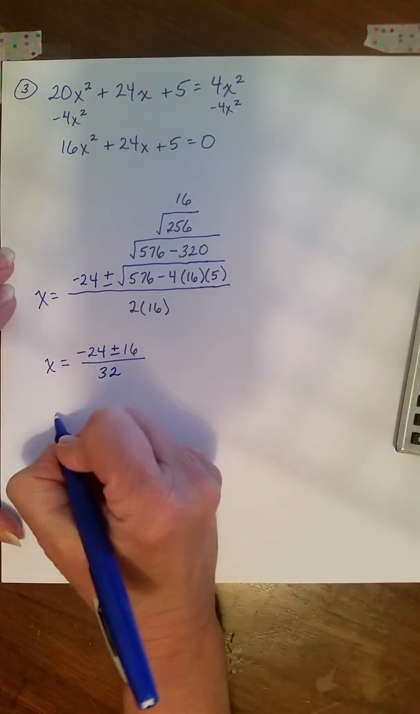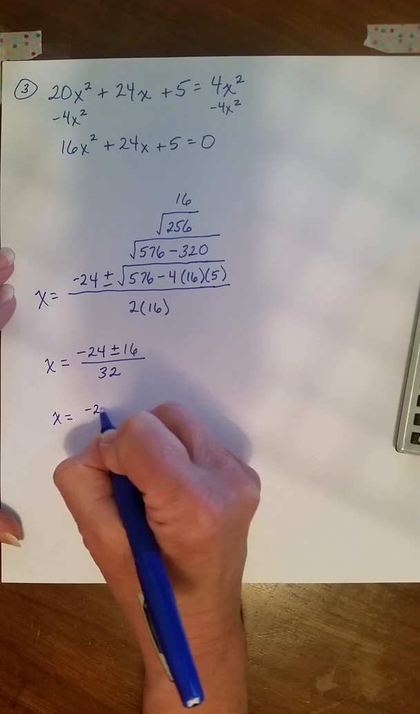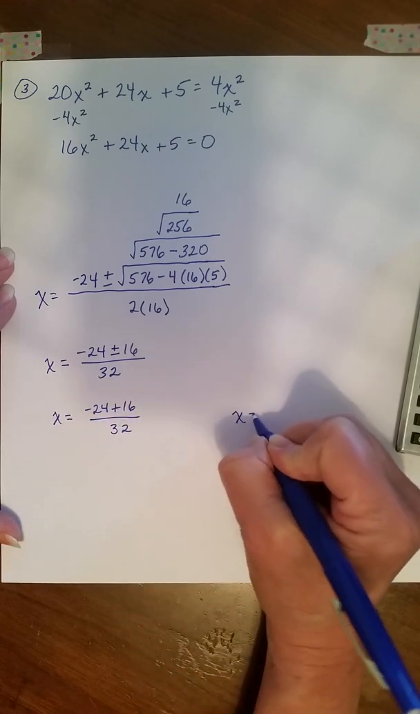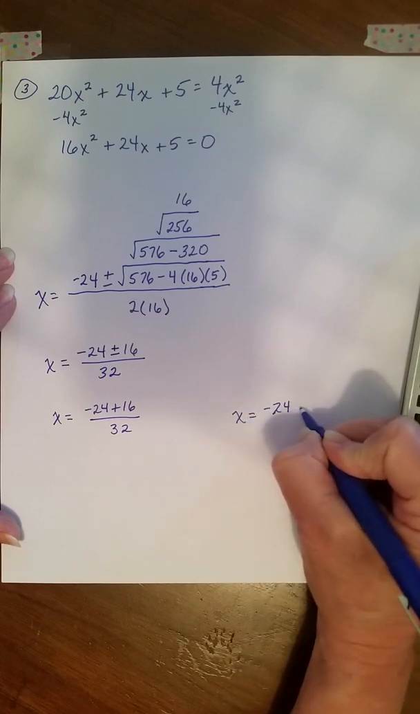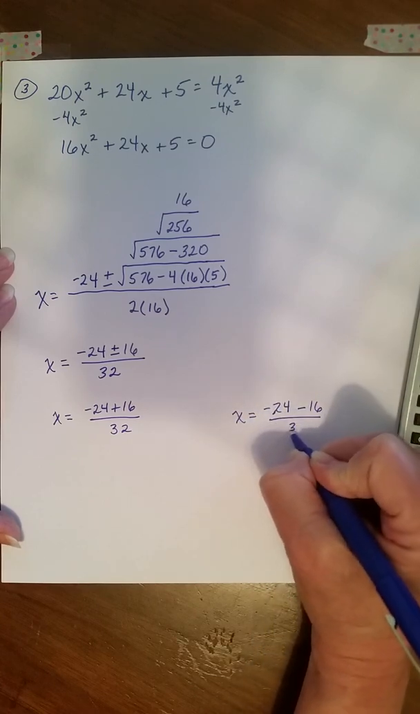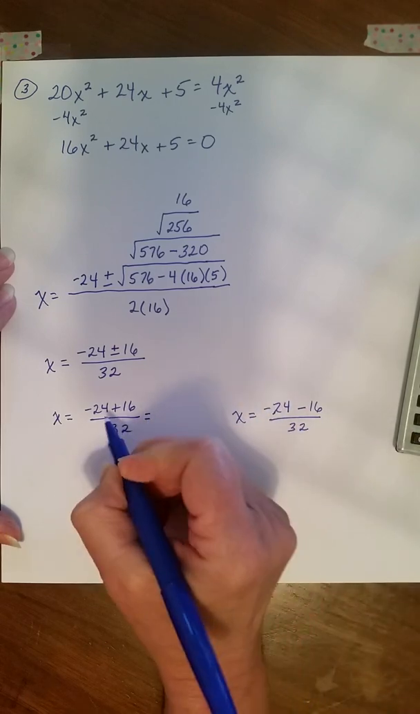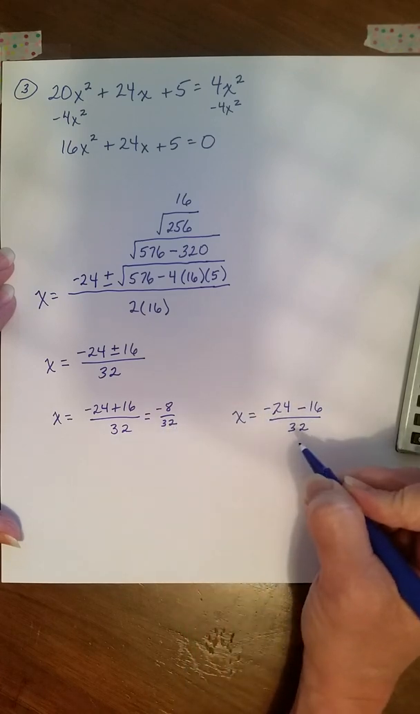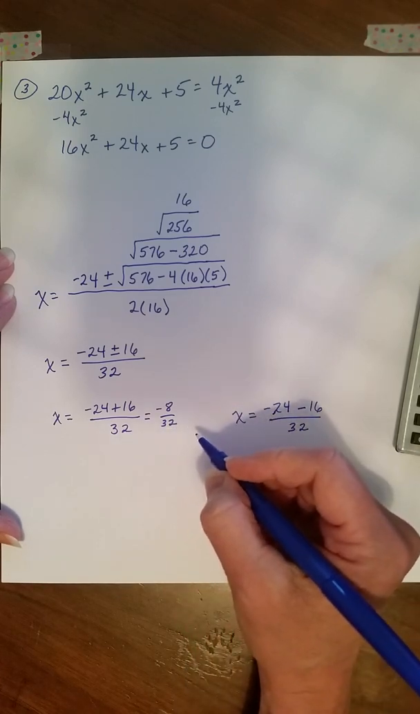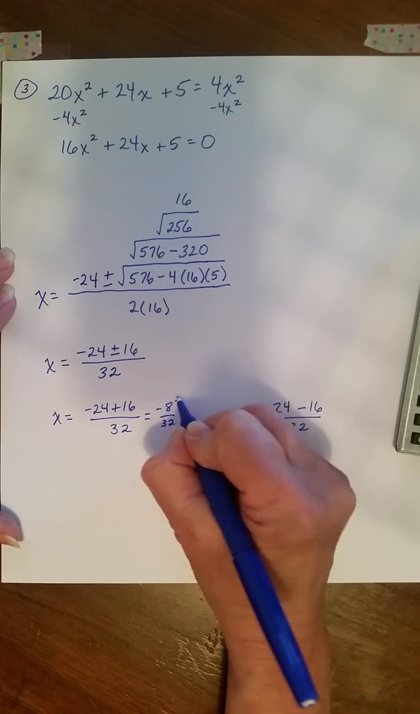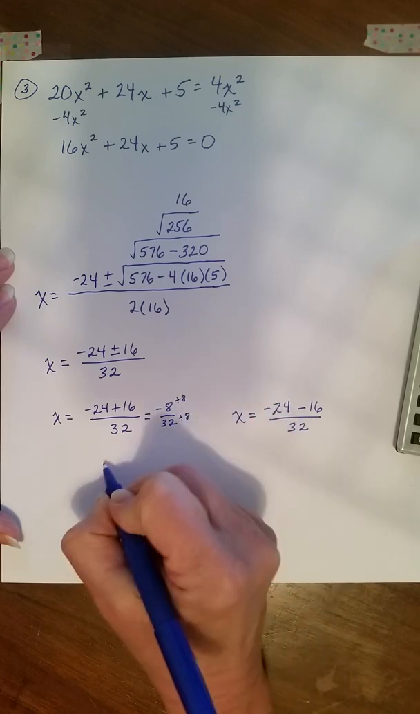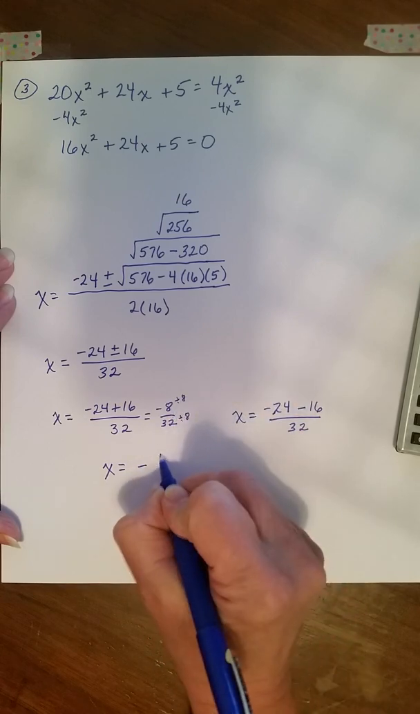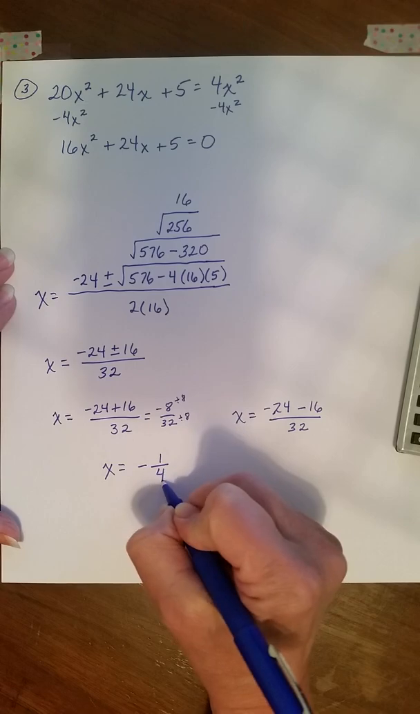Okay, welcome back. x equals negative 24 plus 16 over 32, and x equals negative 24 minus 16 over 32. Negative 24 plus 16 is negative 8 over 32. Now negative 8 over 32, both of those are divisible by 8 actually. So the first one is negative because I have a negative numerator. 8 divided by 8 is 1. 32 divided by 8 is 4.